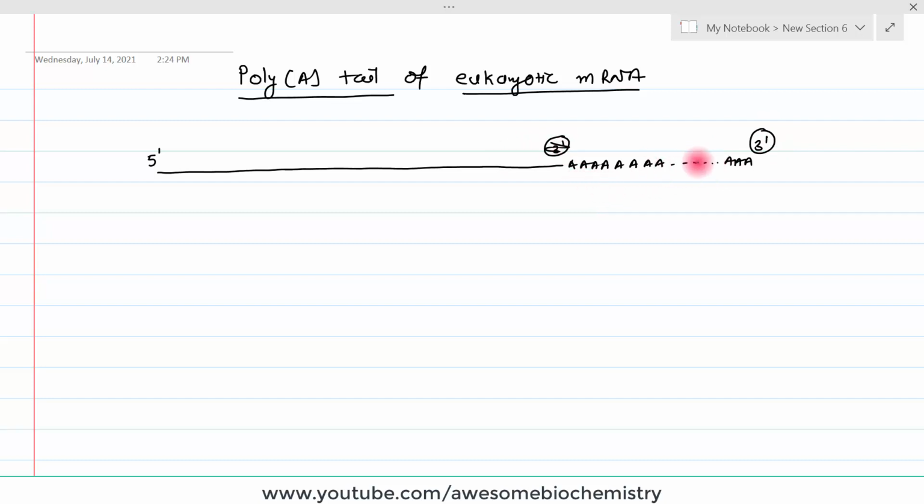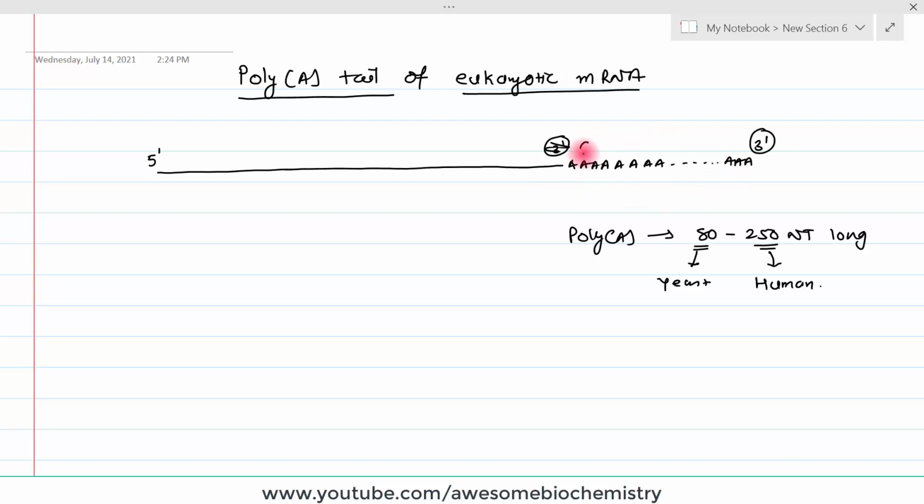The length of this poly A tail is approximately 80 to 250 nucleotides long. Around 80 nucleotides are seen in yeast, and a 250 nucleotide long poly A tail is seen in human. Now, what is the function of this poly A tail?